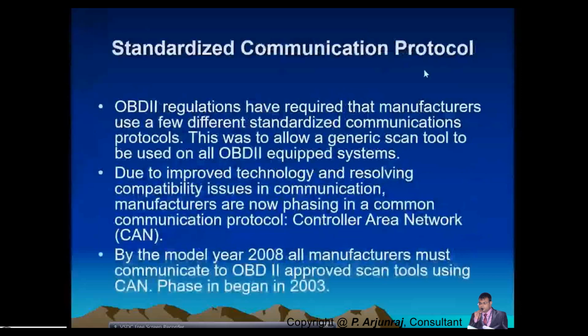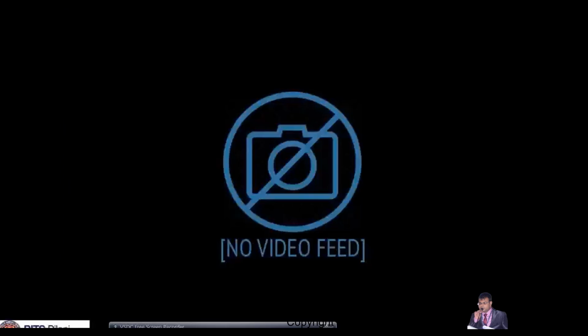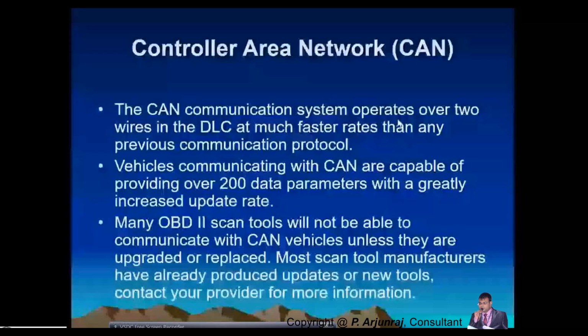And you also have the communication protocol using CAN, which stands for controller area network. I will also explain that. This controller area network, shortly called CAN, is a communication system which operates with the help of wires in a data link connector. As I was telling, this OBD2 is advanced from the OBD1. The DLC used in OBD2 is much faster in communication compared to the OBD1 protocol.